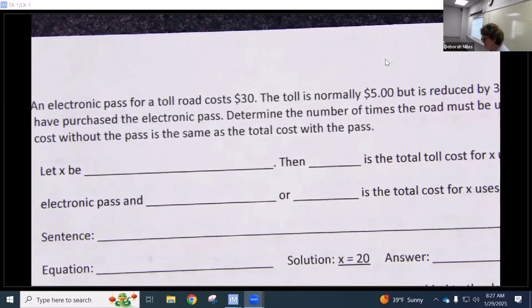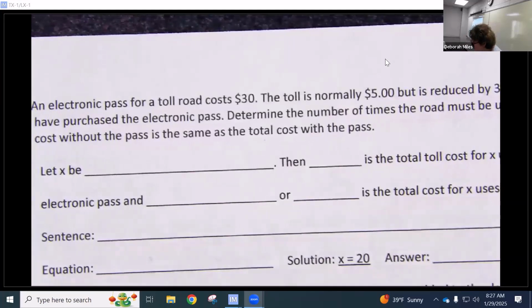The toll is normally $5, but it's reduced by 30% for people who have bought the pass. So if you're only driving on this road once a year, it's not going to be worth paying $30 for the pass. You're just going to have to pay the whole $5 instead of the reduced rate. But if you drive that road every day, it probably will be worth it to you to buy the pass. That's all the thinking I have going on. I'm not just staring at the problem and waiting on God to whisper to me. I'm making sense of it with words.